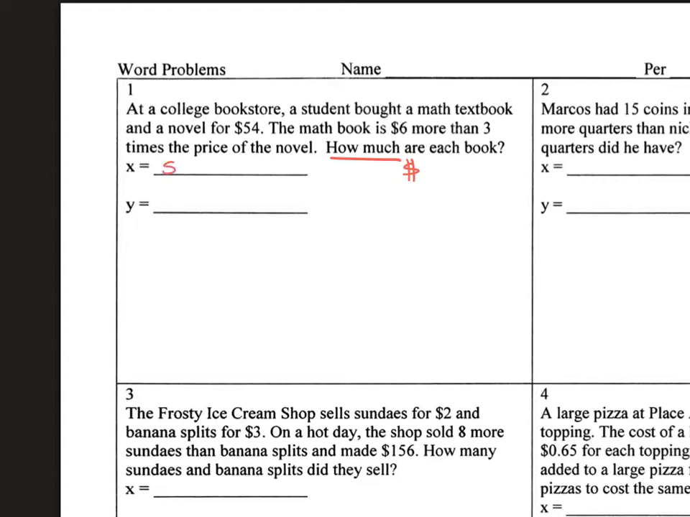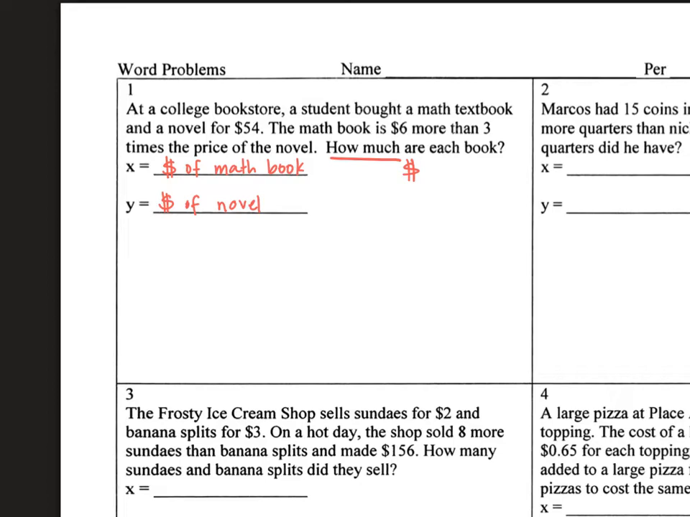X is going to represent the price, I'm just going to use a dollar sign here, of the math book. And y is going to represent the price of the other type of book, the novel. Okay, so again, you can identify these just through reading that question and understanding it. From here, we're going to build our equations.